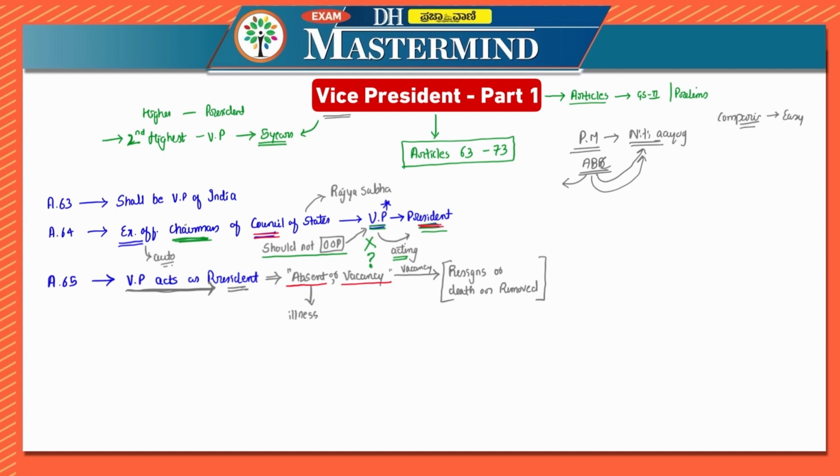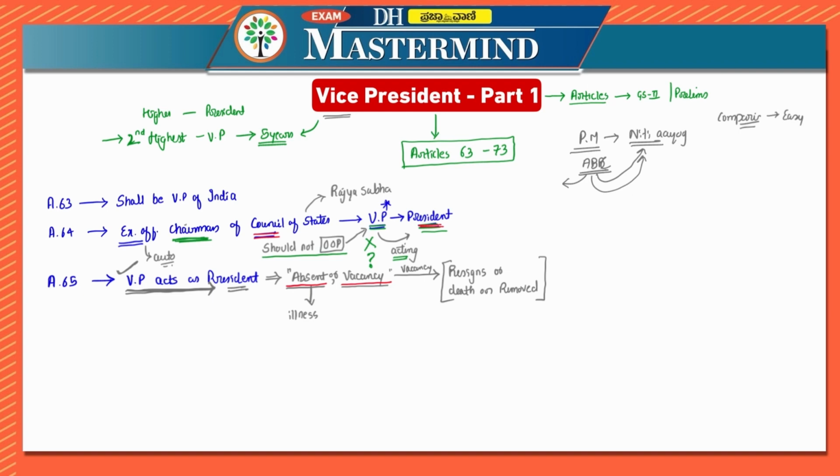Now, the vice president, during the period while he is acting as president, that is, in case of absence also, or in case of vacancy also, whenever the vice president is acting as president, gets all such emoluments, allowances and privileges which are to be given to the president, because they are acting as president. So I hope you have understood three articles.